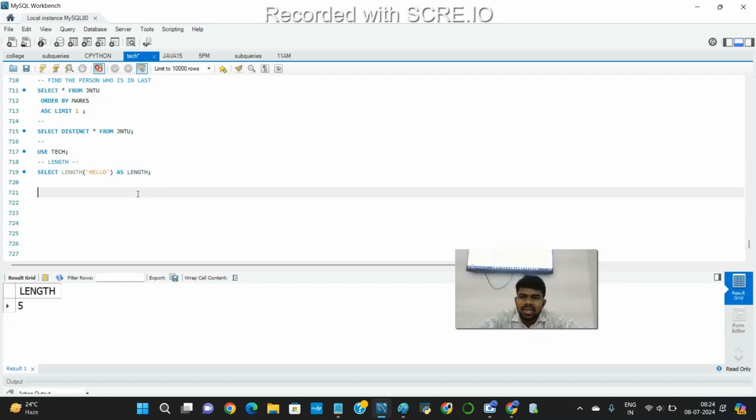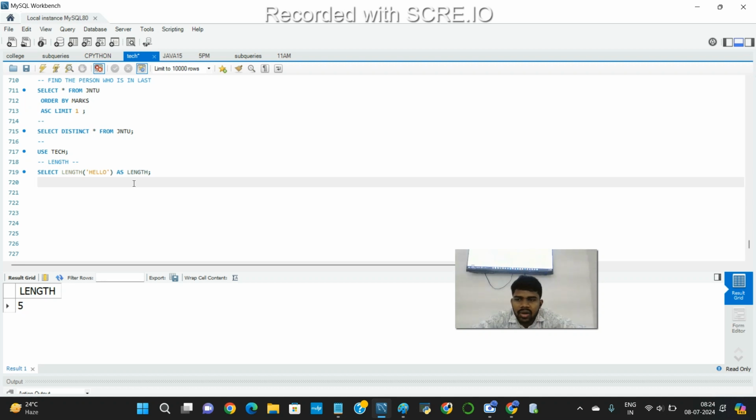Yes. What is the length of the string? 5. So the length function is used to calculate the length of the string.